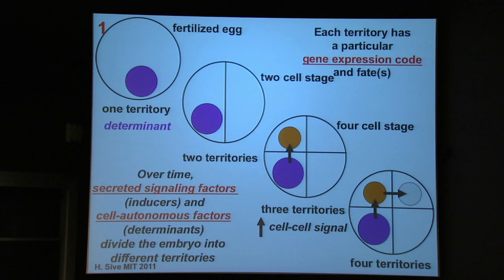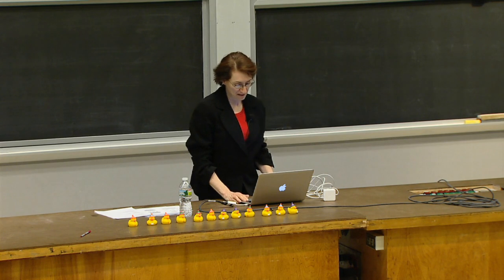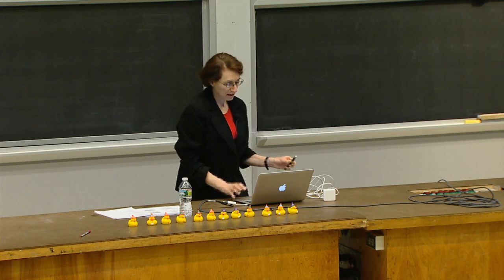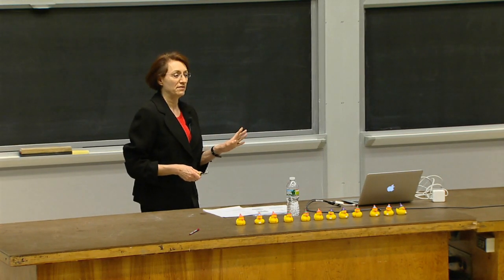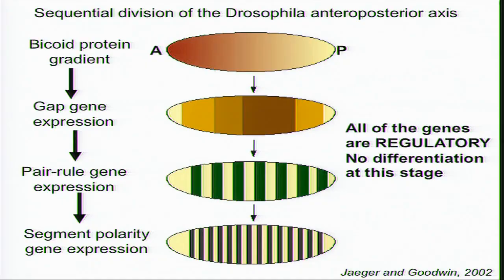And all of this comes together to make these different regions, which I've called territories, which eventually will go on to give rise to different kinds of cells or different groups of kinds of cells. If you look in a real embryo, this is a fruit fly embryo, Drosophila embryo, you don't have a handout, just look on the screen. You can see the sequential division. And you can see this by looking at changes in gene expression patterns, and it's really spectacular.